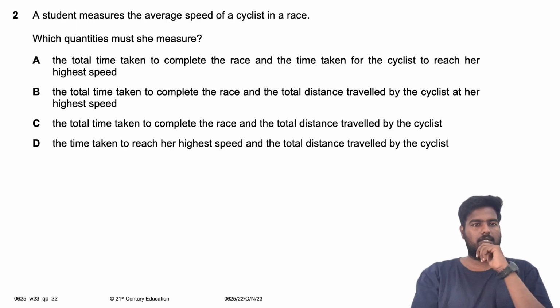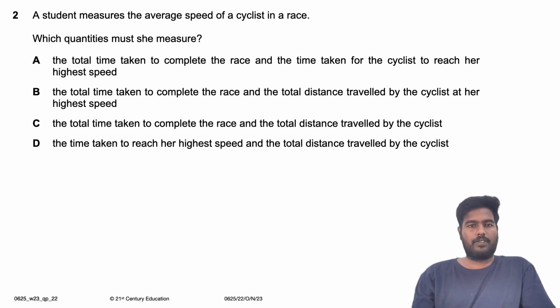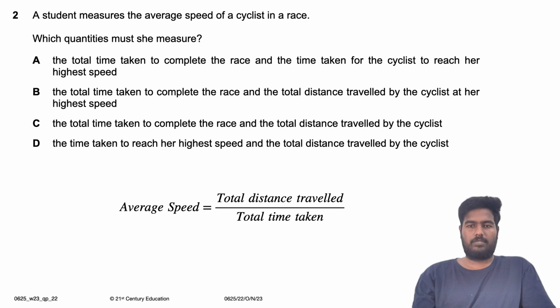Next question. A student measures the average speed of a cyclist in a race. Which quantities must she measure? Okay, so she wants to find the average speed. We know what average speed is: total distance traveled divided by total time taken. Is there any such option? Yes, C has the option: total time taken to complete the race and total distance traveled by the cyclist. So option C is the right answer.